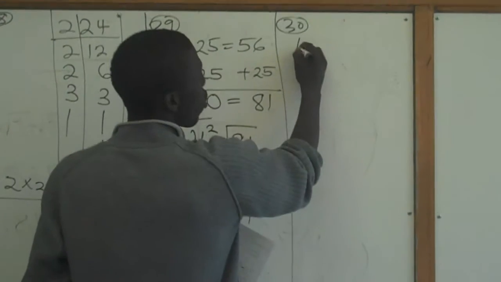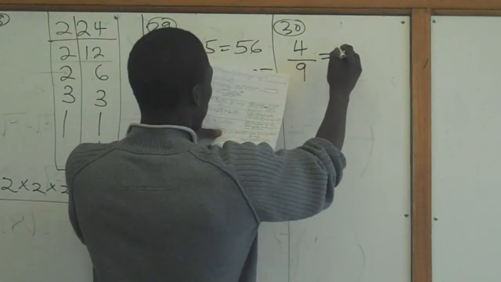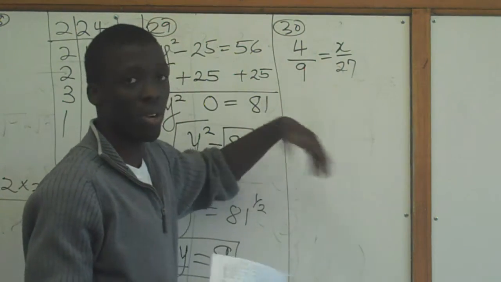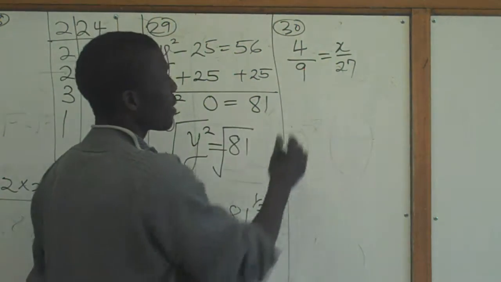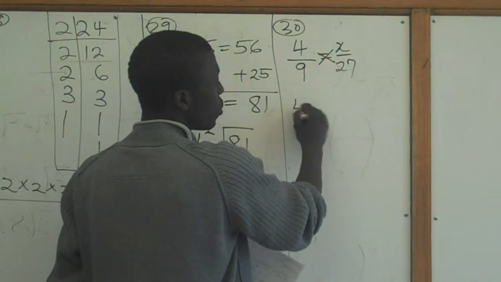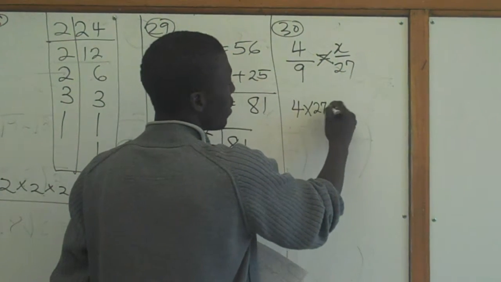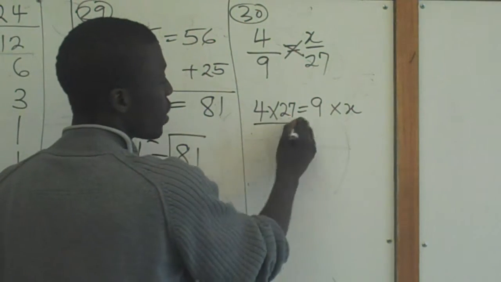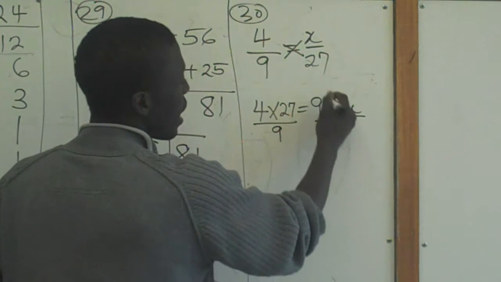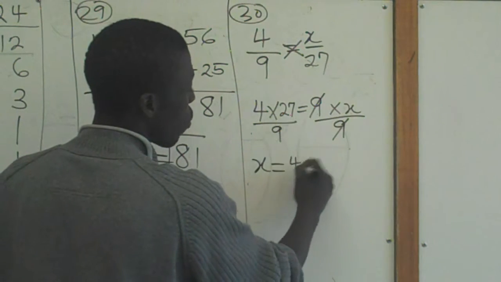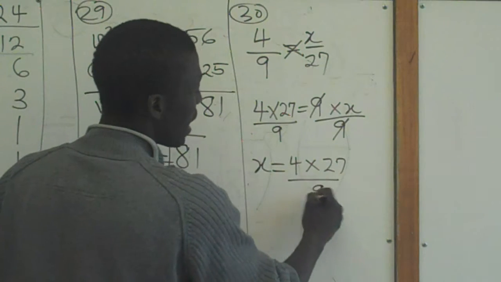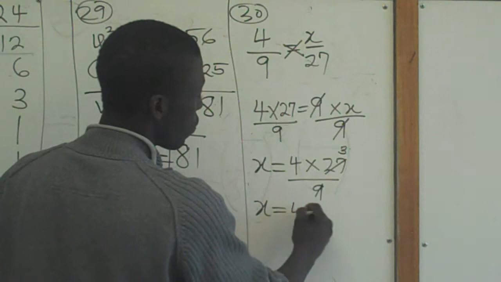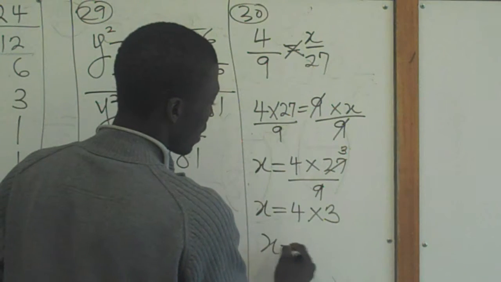Number 30 gives you a proportion. 4 over 9 is equal to x over 27. So they're equal. There's a proportion here. One of the things you can do is to cross multiply. And in this case, we can do that so that it's 4 times 27 is equal to 9 times x. Now we are trying to get x by itself, so we divide both sides by 9. When we do that, all we have left is x is equal to 4 times 27 divided by 9. 9 can go into 27 3 times, and all that is left is x is equal to 4 times 3. So the answer is x is equal to 12.